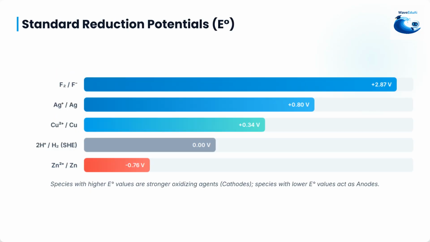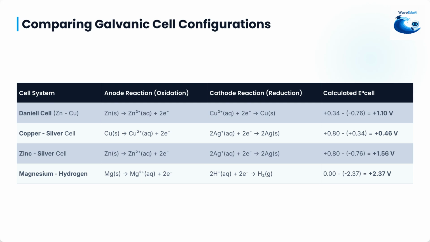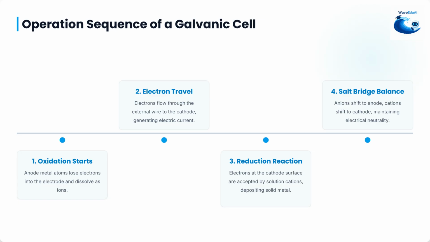This chart illustrates various standard reduction potentials. Generally, species with higher potential values are stronger oxidizing agents, acting as cathodes, while those with lower values act as anodes. Here, we can compare different cell configurations. Notice how the calculated standard cell potential changes based on the specific metal combinations used in the anode and cathode reactions.